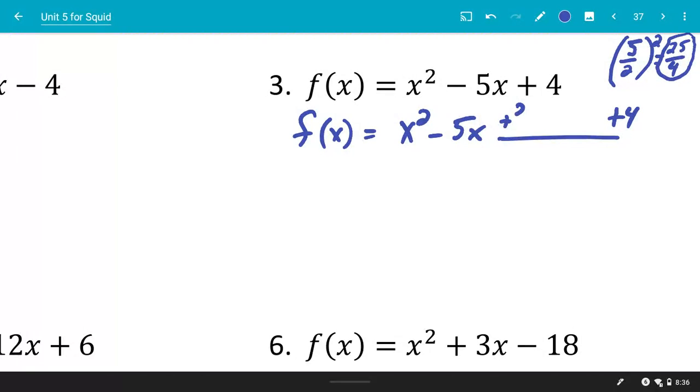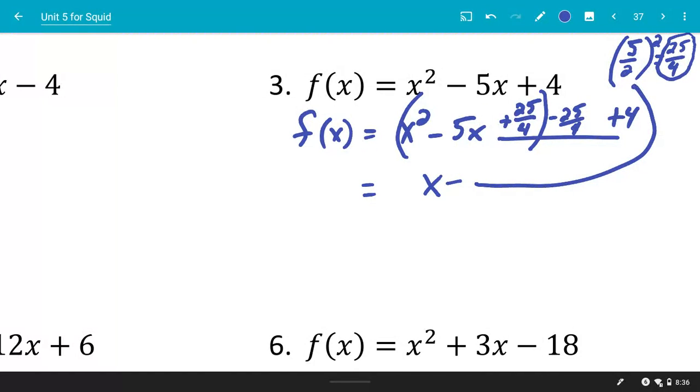It's all right. Stay with me. Plus 25 over 4 minus 25 over 4. I still added absolutely nothing. This is a perfect square trinomial. I can still factor it. It becomes x minus what? 5 halves. 5 over 2. Not 25 over 4, but rather 5 over 2.